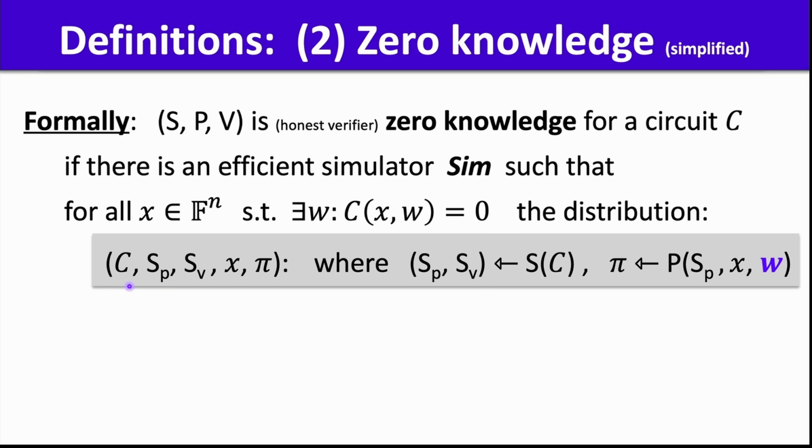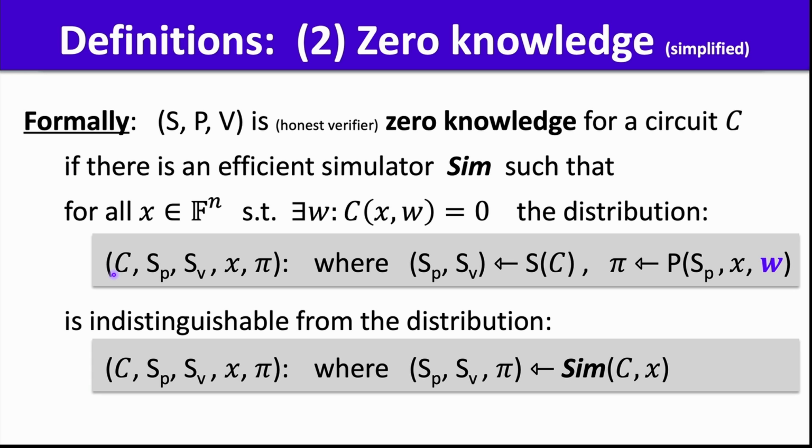Let's see. So we say that the distribution of everything that the verifier sees, the circuit, the parameters, the statement, and the proof, where the parameters are generated by the setup procedure and the proof is generated by the real prover, can actually be simulated by a simulator algorithm Sim. The simulator will produce exactly the same output, except that here the simulator is only given the circuit and the statement X.